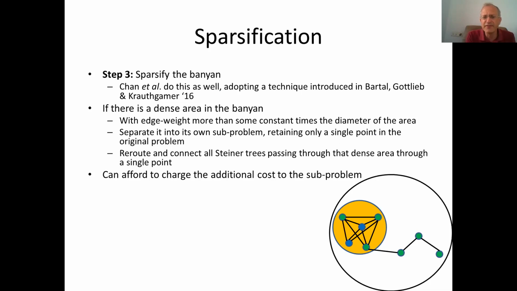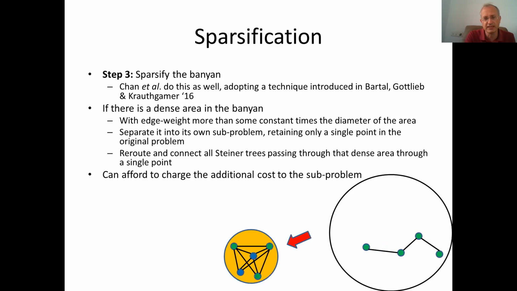It says that if there's a dense area in the banyan, so here we have this orange dense area where the edge weights weigh more than some constant times the diameter of the area, then it's known that you can take this set and spin it out into its own subproblem, retaining only a single point in the original problem, and that's how the two problems get joined together.